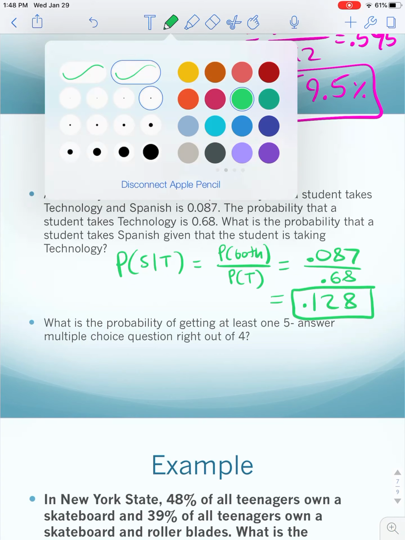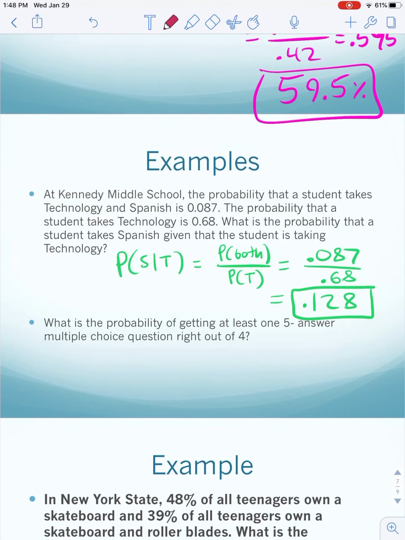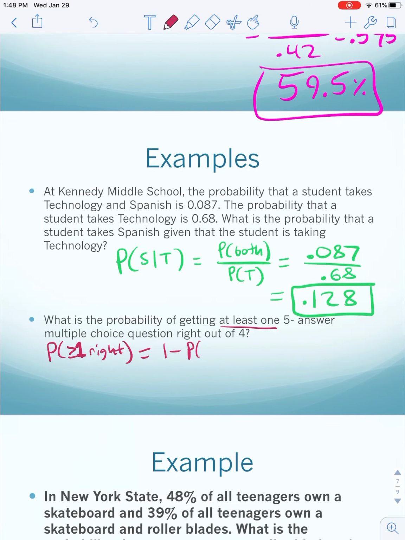So now the second question says, what is the probability of getting at least one? That tells me it's an at least one problem. So immediately I'm going to go to my formula. Probability of at least one question being right, because we're talking about multiple choice questions. So the probability of at least one being right is equal to, let's make this a 1 so you don't think it's conditional, 1 minus none, which the probability of none would be no Q's right, getting nothing right.